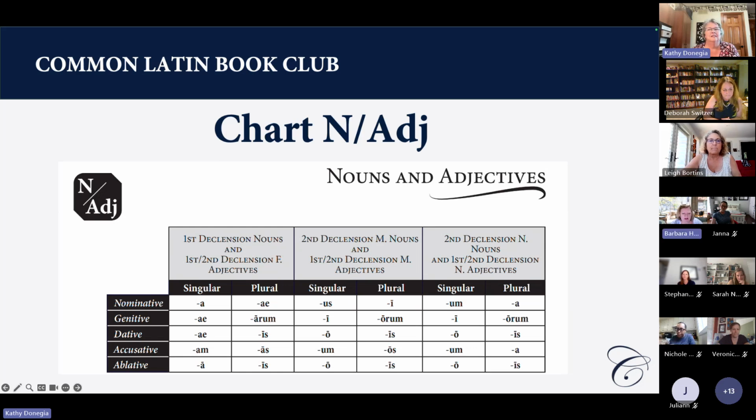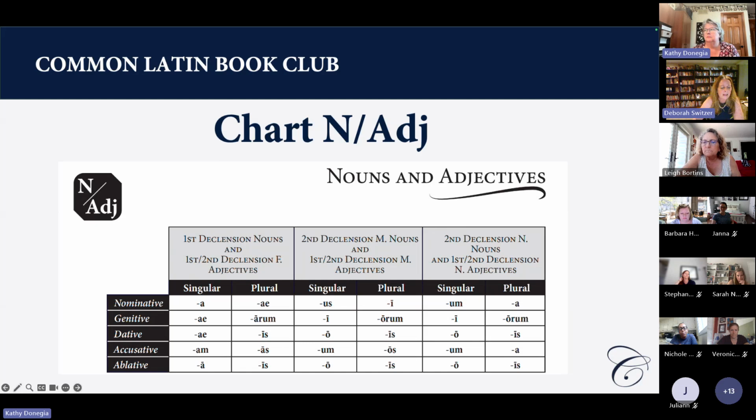It looks like singular is the same except for the -us and the -um. Okay, so we have here for the masculine and the neuter, right? We have an -us and we have an -um, right? What else is a little bit different? In the plural, the masculine has -i, and the neuter has -a.